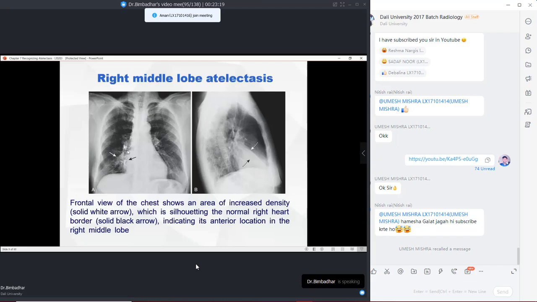You see here, did you observe this? Yesterday, somebody was asking, sir, how would I actually recognize if there is a segmental atelectasis or a lobar atelectasis? I think it was Martin or somebody, Benedict or Martin, I don't exactly remember.